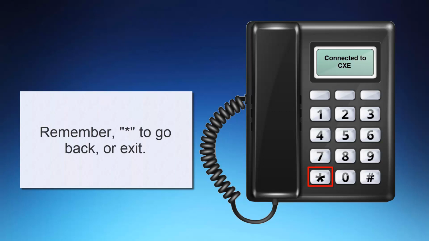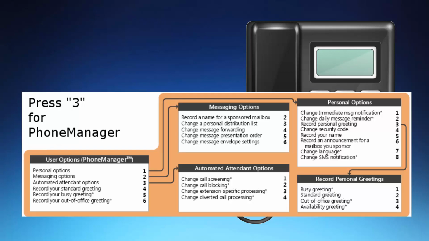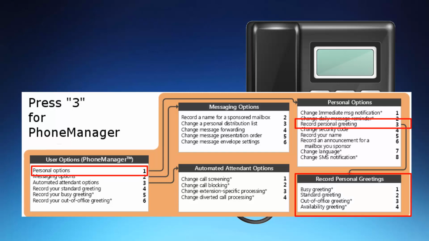Thank you for calling. Now the 3, 4, 3, 5, 3, 6 are a shortcut to recording your greetings. You can also go through the regular Phone Manager settings to record those greetings by pressing 3 and then following the prompts to go to the greeting that you want to record. So let's call in and record an out-of-office greeting.